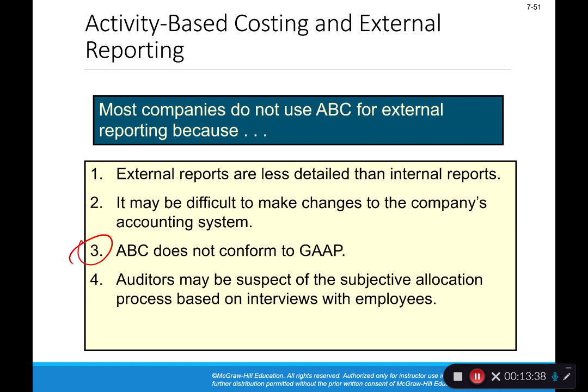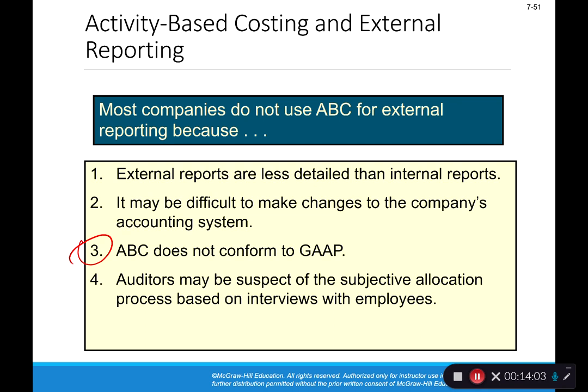External reports are less detailed than internal reports, so we don't usually figure out product margins and report it, or customer margins and report that. We're really focused on the company as a whole and reporting the bottom line income, which we know is the same under either method. It can be difficult to make changes to the company's accounting system, which is another reason why some companies don't implement ABC.